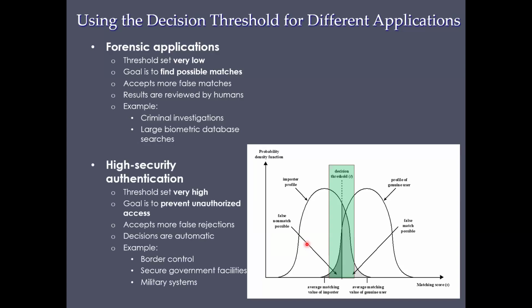And we have high security authentication. This is where we set the threshold very high, and we deny all the imposter profiles. The goal of that is to prevent unauthorized access. So we accept more false rejections, and these decisions are obviously automatic. Examples of those are border control, secure government facilities, or military systems. Okay, so that is the decisive threshold that we have.